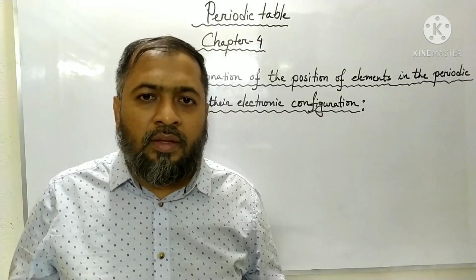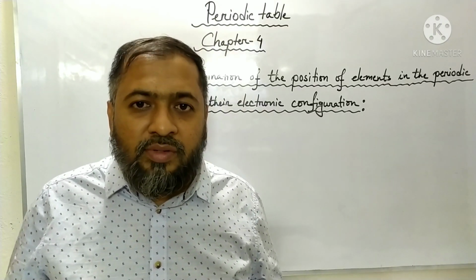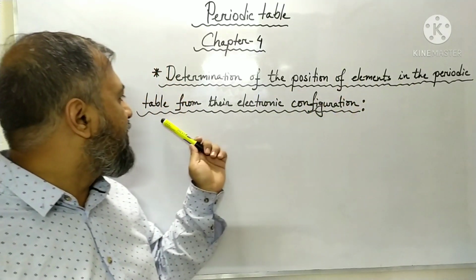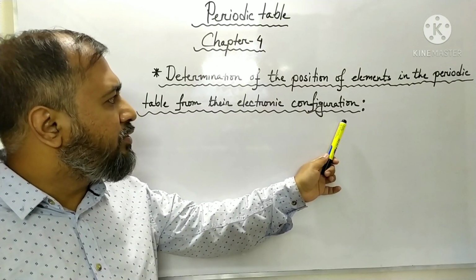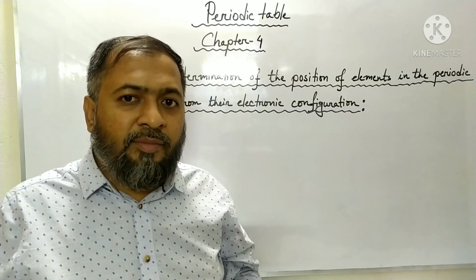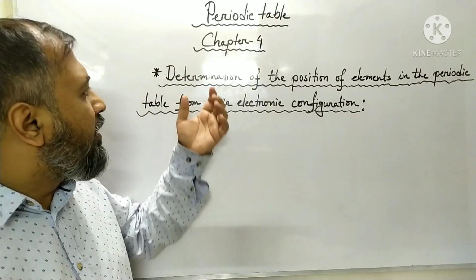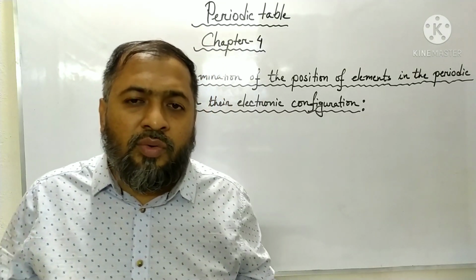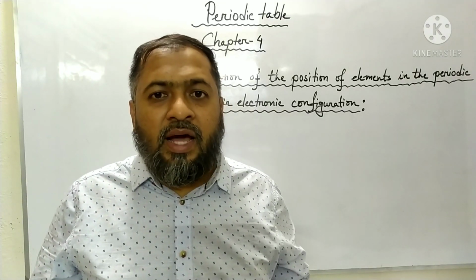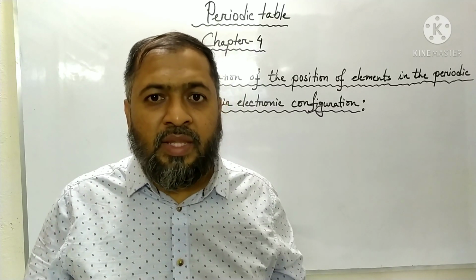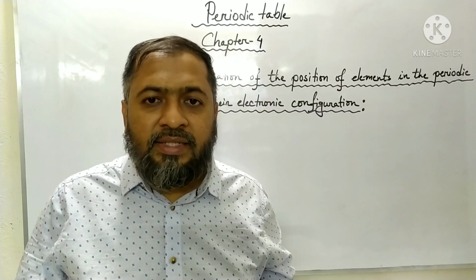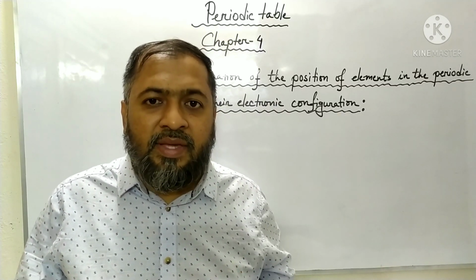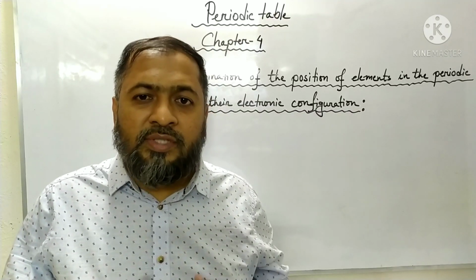So let's start. Now students, the topic that I am going to discuss with you is determination of the position of elements in the periodic table from their electronic configuration. So here we are familiar with two things. Number one, periodic table, and number two, electronic configuration. We know that the periodic table is an outstanding collection of chemical concepts, and in this table 118 elements are organized in such a manner that elements having the same characteristics belong to the same group.